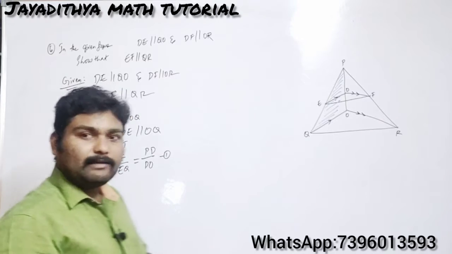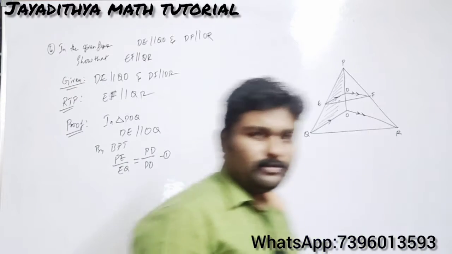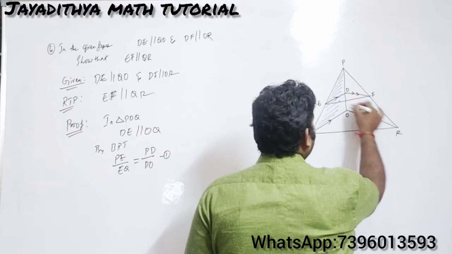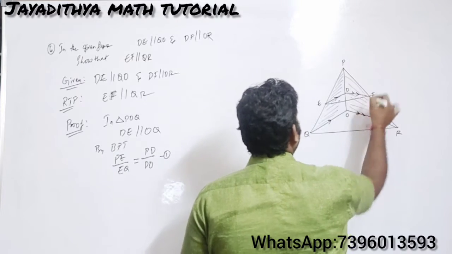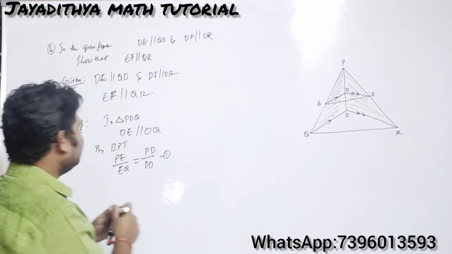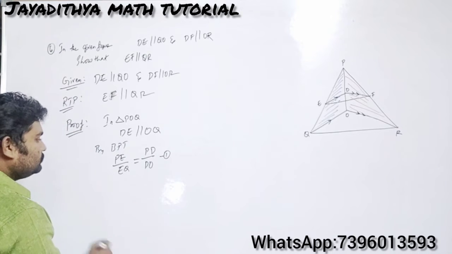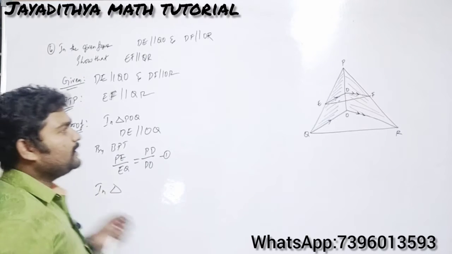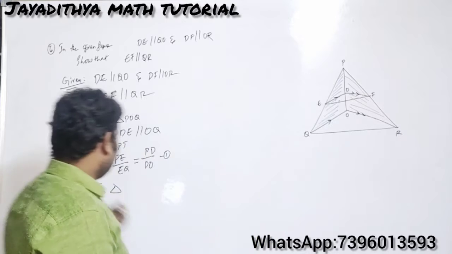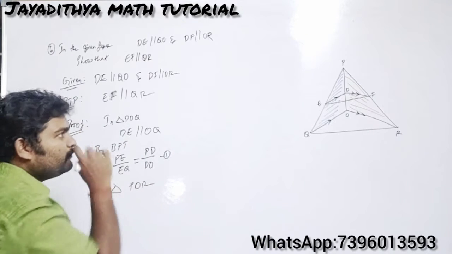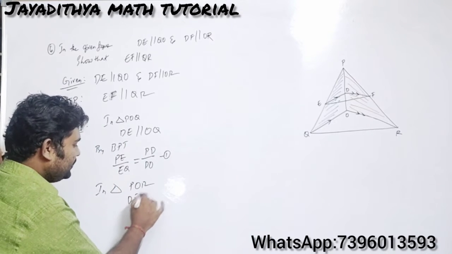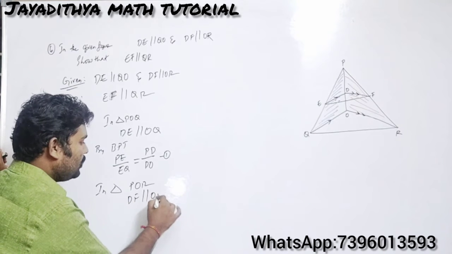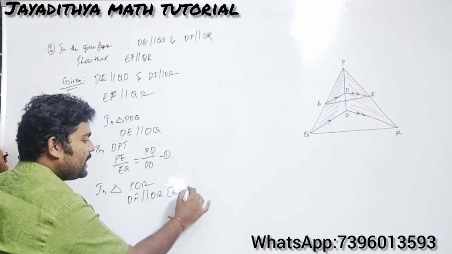Now go for the other triangle. That's all. We'll be taking 2 triangles and applying basic proportionality theorem, then we will be proving. So now I am taking the other triangle. What is the triangle here? In triangle, now I am taking the triangle as POR now. So in triangle POR, we can say that DF is parallel to OR. This is the given information. And what can we apply here?